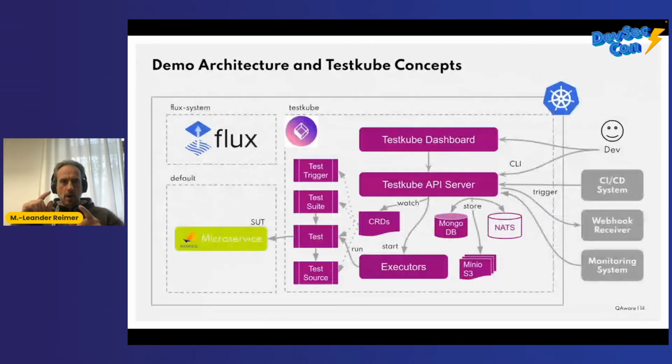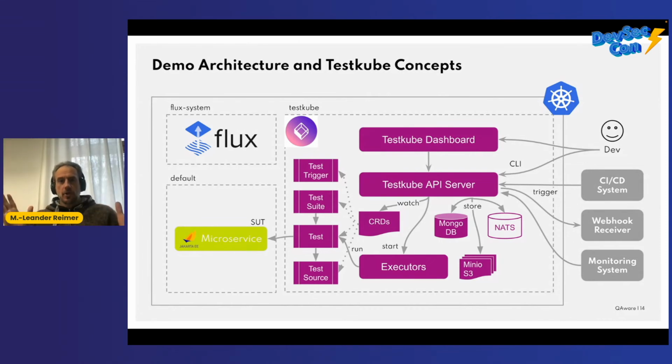So that's the demo architecture of the cluster I'm currently running. So I have Testkube deployed inside my cluster, inside a dedicated namespace in the cluster. I did the deployment using Flux, right? So also the Testkube deployment and lifecycle is managed via GitOps.